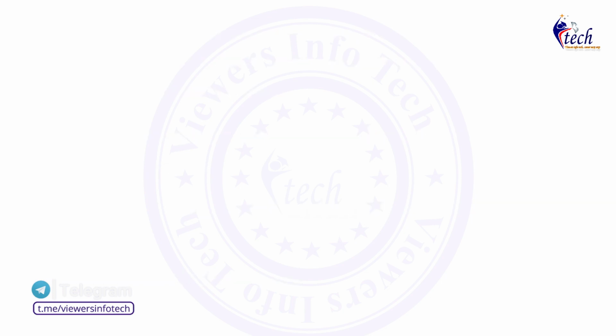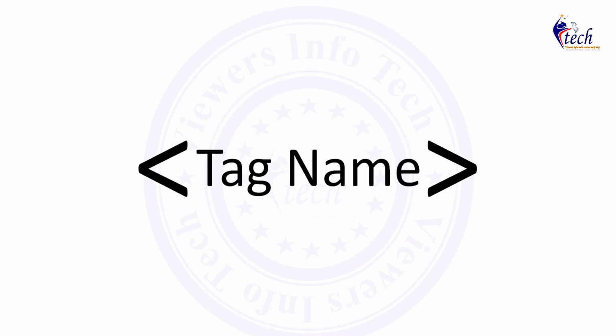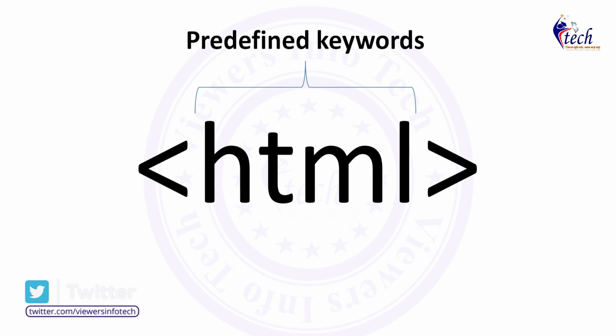If you observe here, this is the HTML tag syntax. Left angular bracket and right angular bracket. In between, we write predefined keywords. Suppose I want to write the HTML tag, and this is the predefined keyword. In HTML, we have multiple predefined keywords. So we will discuss all tags in upcoming lessons.